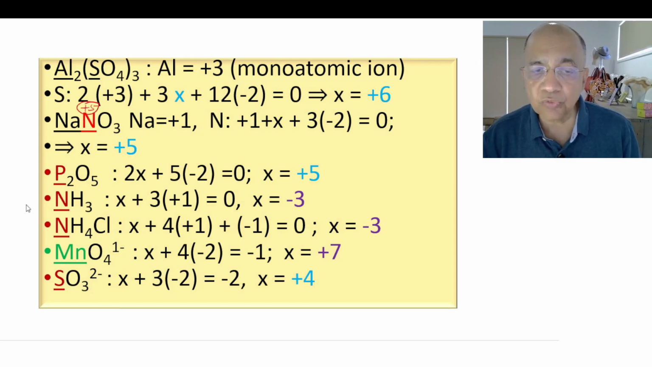So also in P2O5, if X is the oxidation number of phosphorus, there are 2 phosphorus atoms, 2X, plus 5 times -2, that is equal to 0, so X comes to be +5.